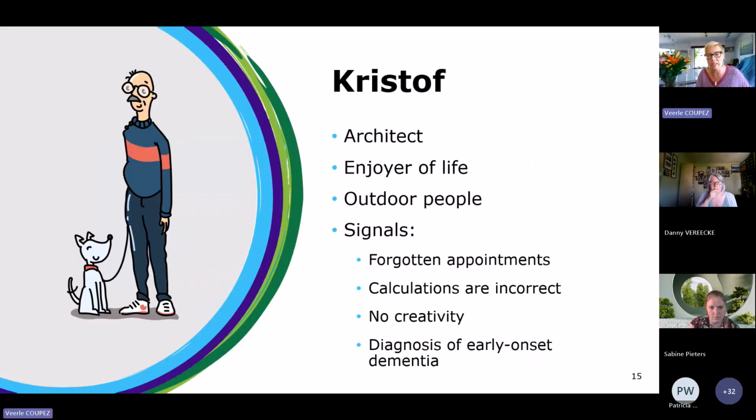I will go to Christophe. Christophe is an architect. He really enjoys life with his life partner. They do dinners, they go on holidays. They are really outdoor people. But lately, there are some signals. He forgets appointments, calculations are incorrect, and there's no creativity in what he makes, and there's a diagnosis of early onset dementia.